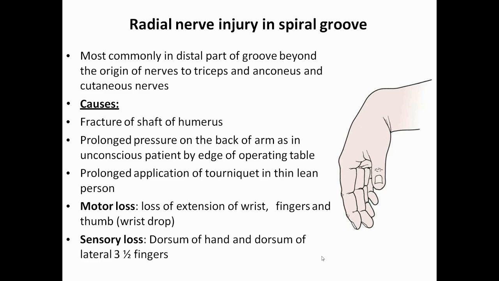Radial nerve injury in the spiral groove, most commonly in the distal part of the groove, beyond the origin of the nerves to triceps and anconeus and the cutaneous nerve, is caused by fracture of the shaft of the humerus, prolonged pressure on the back of the arm as in an unconscious patient by the edge of the operating table, or prolonged application of a tourniquet in a thin, lean person. There is loss of extension of the wrist, fingers and thumb, which is the motor loss, called wrist drop, and sensory loss of the dorsum of the hand and dorsum of the lateral three and a half fingers.